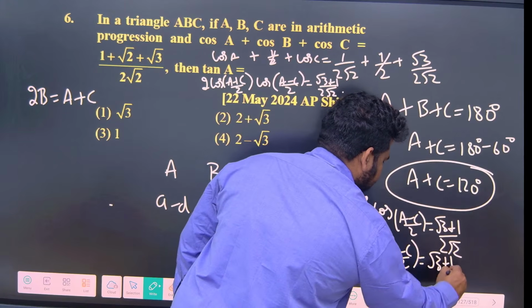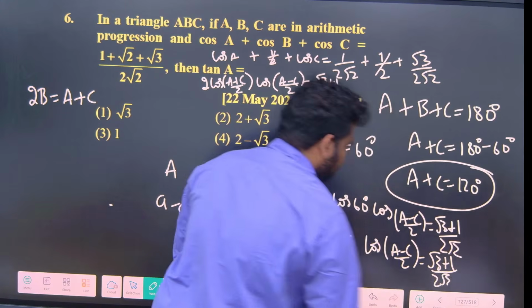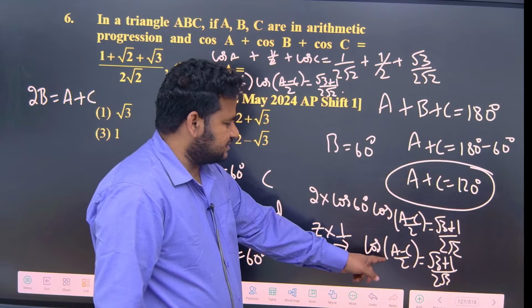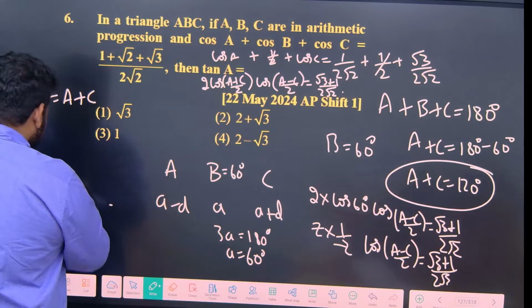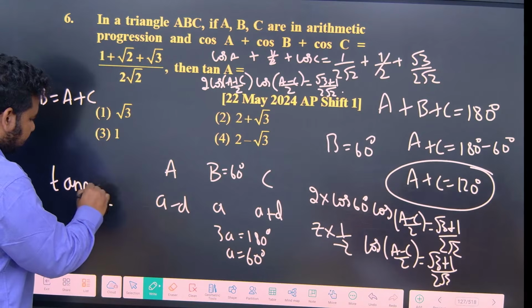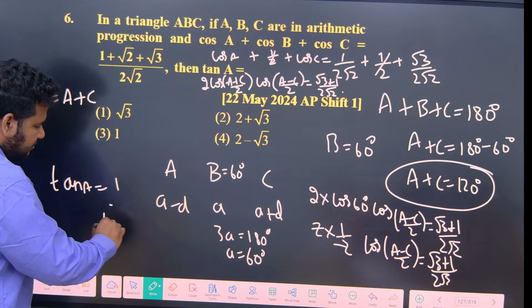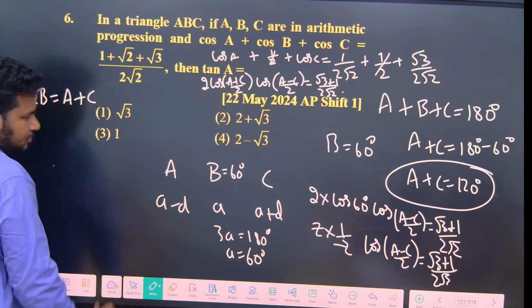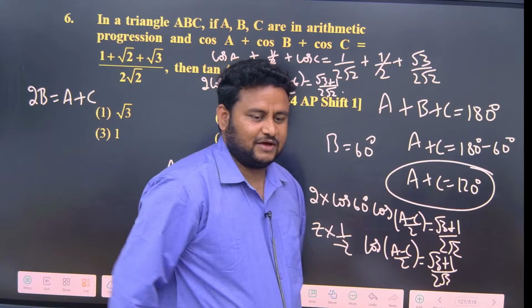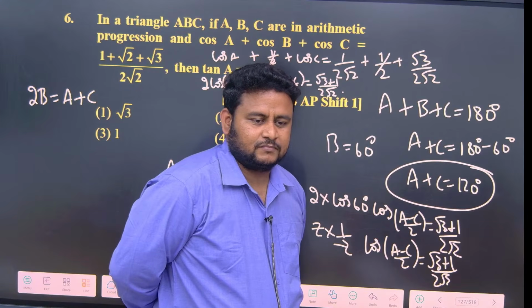Root 3 plus 1 by 2 root 2. Now, cos of A minus C is equal to (root 3 plus 1) by 2 root 2. Now, suppose I am having tan A is equal to 1, this one I will write as tan 45. Similarly, (root 3 plus 1) by 2 root 2, I have already told the value, cos 75.